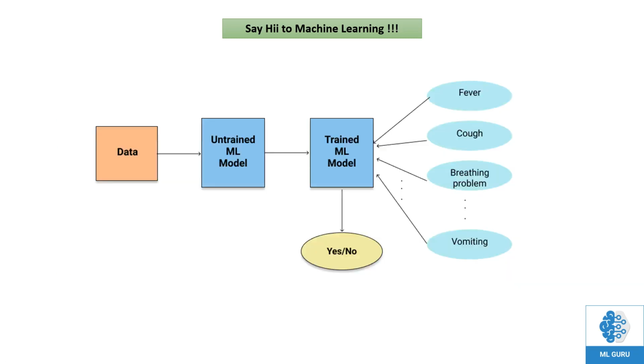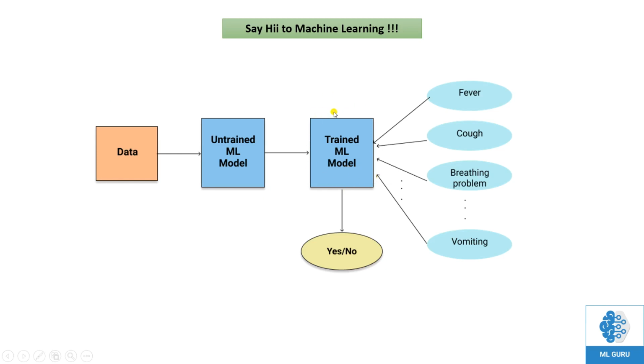Now this data is fed to an untrained model. Initially the model is untrained. When we feed this data to this untrained ML model, the model trains itself using a learning algorithm. In upcoming lectures we will see what learning algorithm means. For now just remember that this model will train itself on this data. It will go through the data and find some patterns in it which lead to coronavirus or not. Now our model is trained.